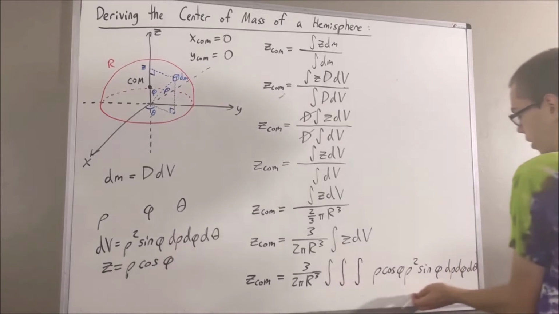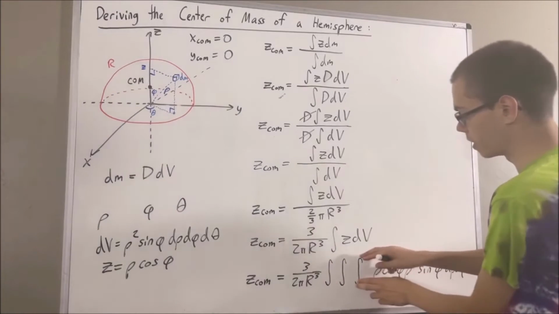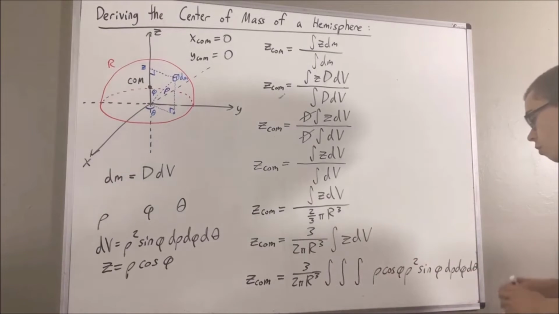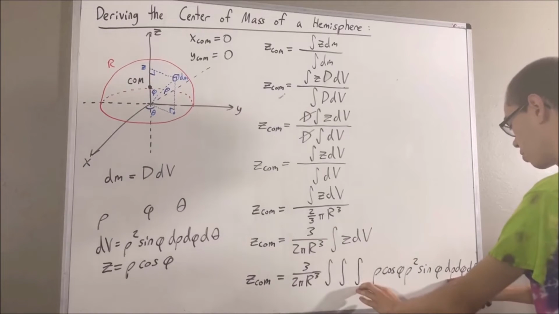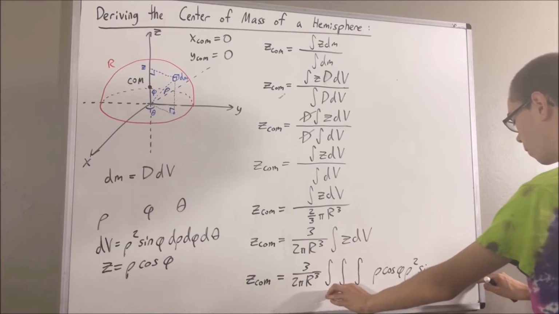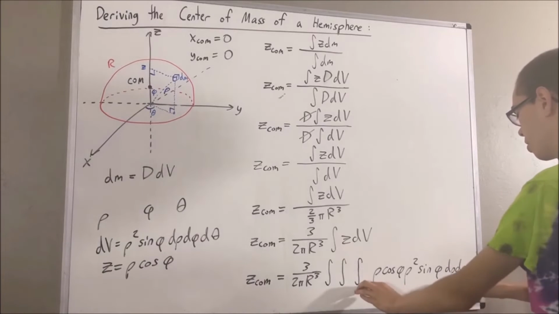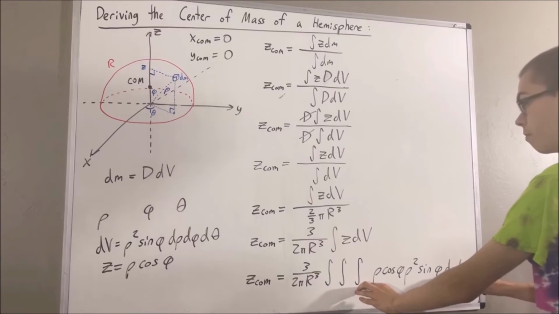So this is ultimately the integral that we're going to be evaluating. So let's figure out what our bounds of integration are going to be. Well, let's remember this integral refers to d rho, this integral refers to d phi, and this integral refers to d theta. Let's first talk about our bounds of integration for our integral with d rho.